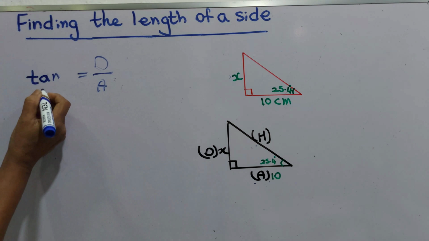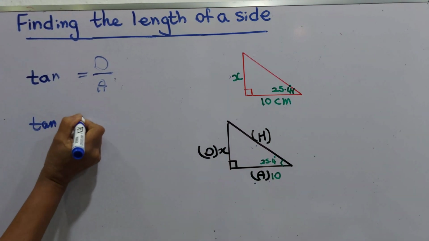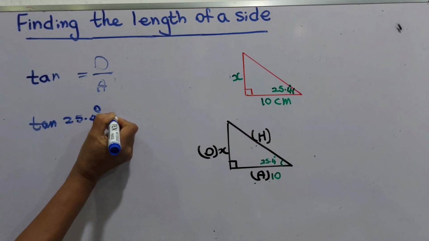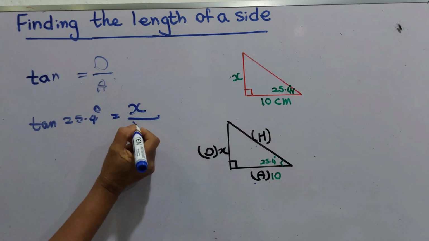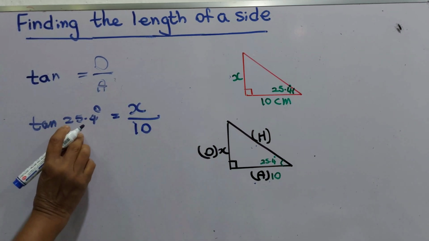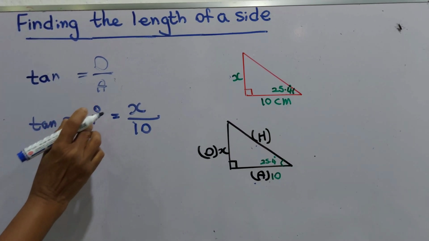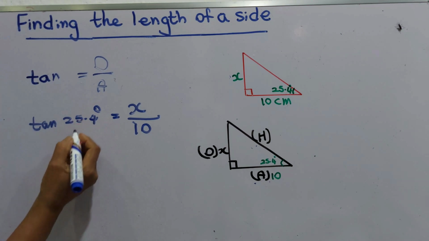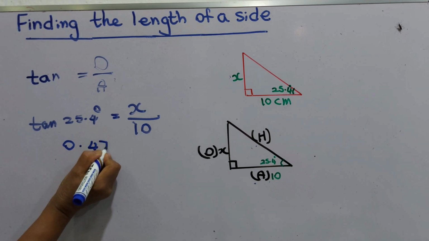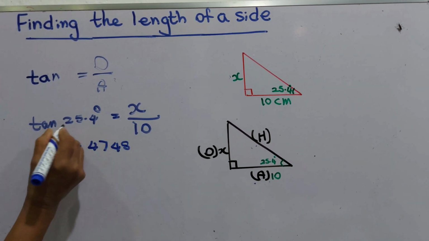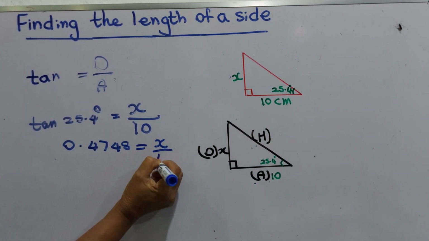So tan, we have to apply this angle: tan 25.4 degrees equals O, meaning x, which we have to find, over A, which is 10 centimeters. Then we have to find 25.4 degrees in tables. In tables it tells 0.4748, that is tan 25.4 equals x over 10.